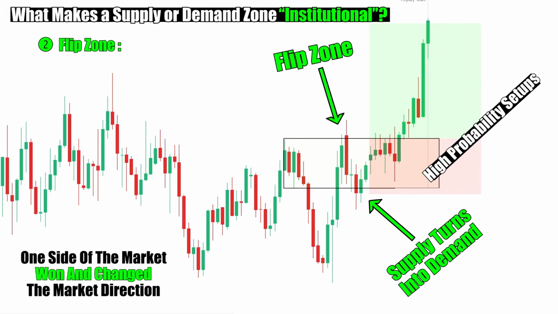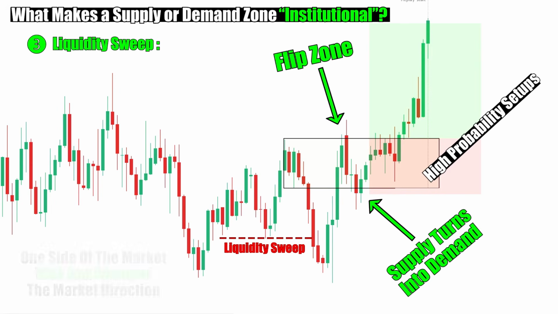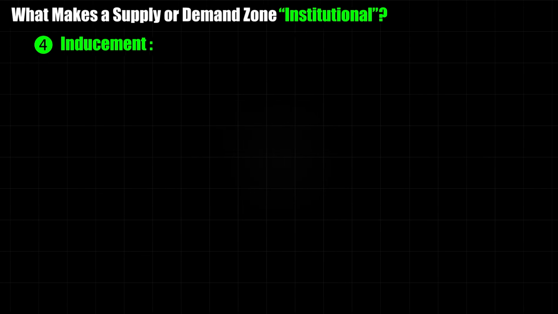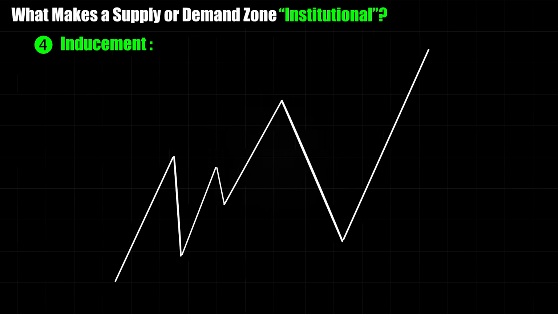These are zones formed when the market grabs liquidity as the zone is being created. Why does this matter? Because institutions need opposing orders to execute their trades with minimal slippage. If they want to buy, they need a large pool of sell orders to absorb. And guess where that exists? Below previous lows, where retail stop losses sit, or where breakout traders are trying to short. Institutions take advantage of this by buying into that sell side liquidity. So when you see a zone formed right after a liquidity sweep, that's a strong sign of institutional activity. 4. Inducement. This is another liquidity-based concept.